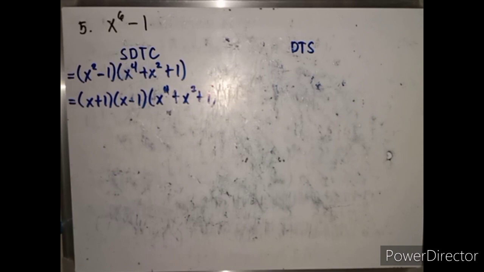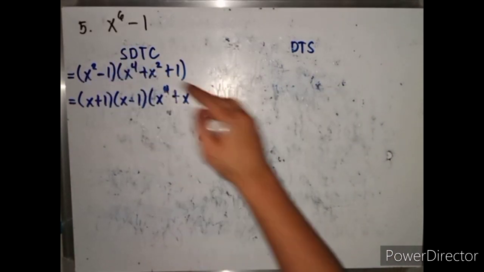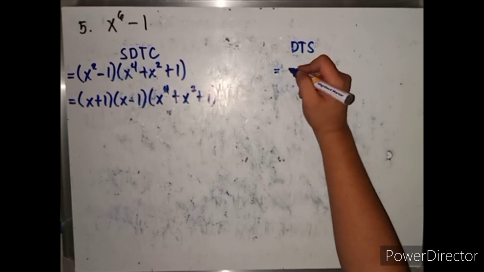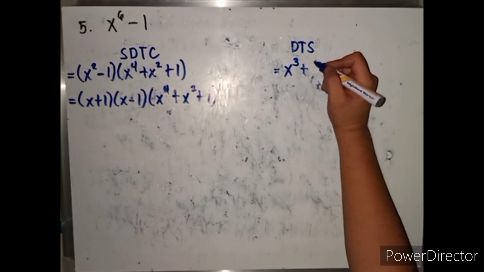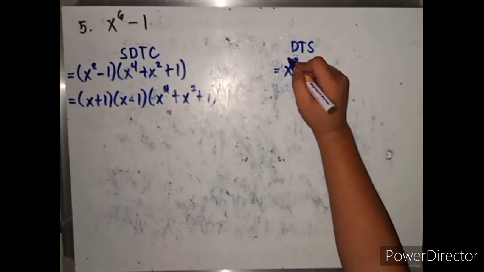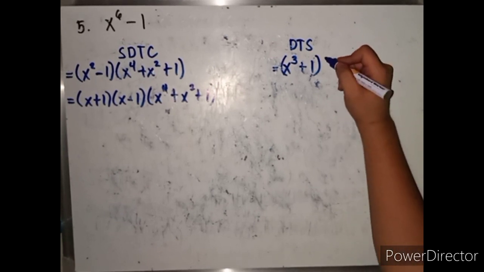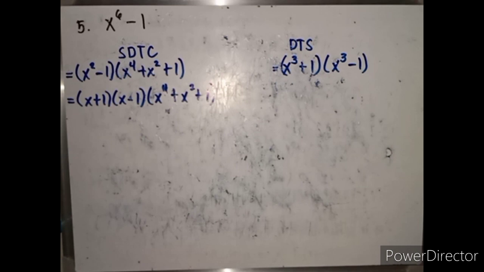Let's try DTS or difference of 2 squares. So, in difference of 2 squares, we get the square root of this x to the 6. So, square root niyan ay x cubed. So, yung isa plus, square root muna ng 1. So, square root ng 1 ay 1. So, to factor that, yung isa plus, tapos yung isa naman ay minus. So, ganyan po yung DTS. Difference of 2 squares. Okay?